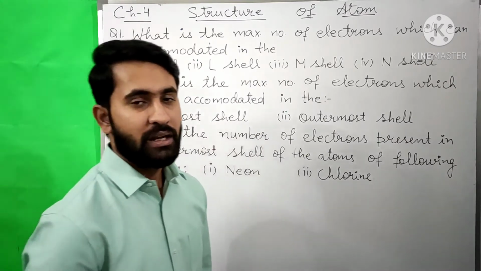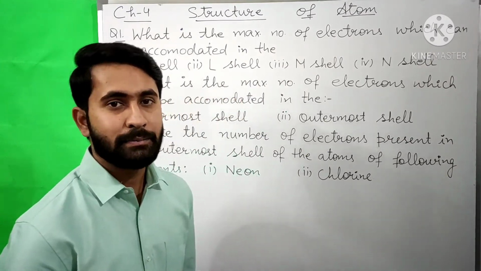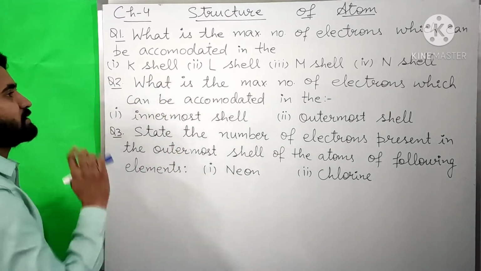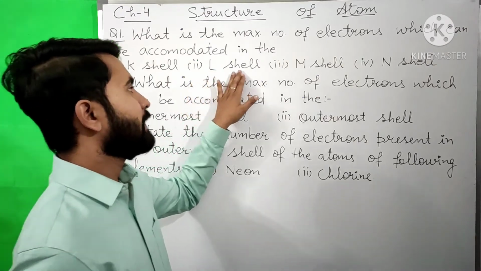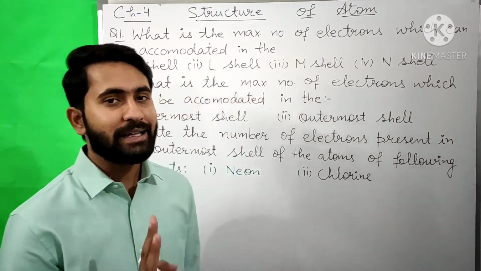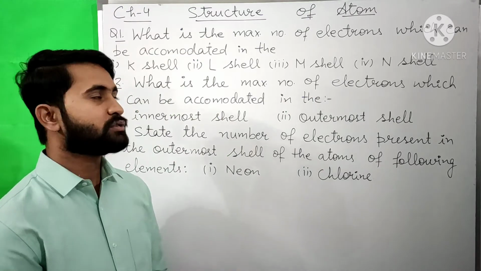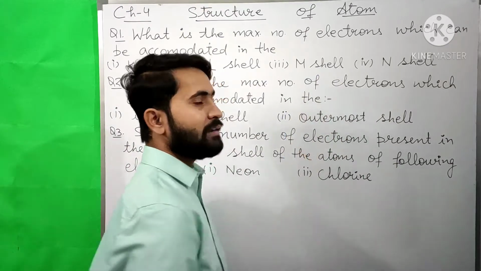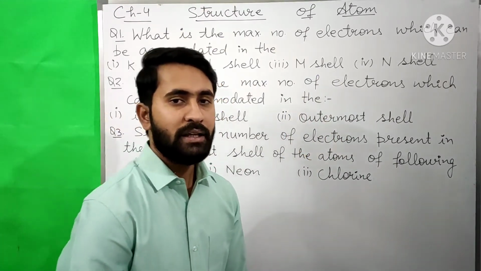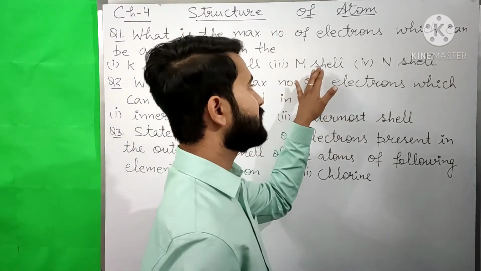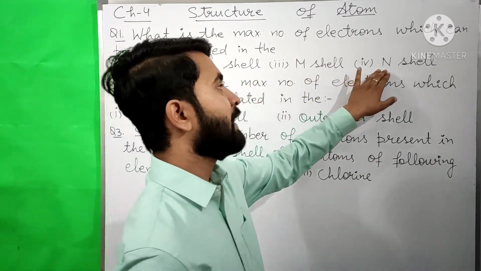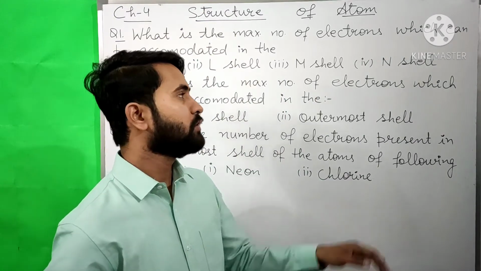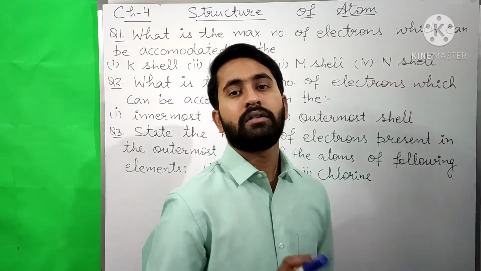So in the K shell, we know that a maximum 2 electrons can be accommodated. So the first answer is 2. And in the L shell, 8 electrons can be accommodated. So the second answer is 8. And in the M shell, 18 electrons can be accommodated. So the third answer is 18. And in the N shell, 32 electrons can be accommodated. So the fourth answer is 32.